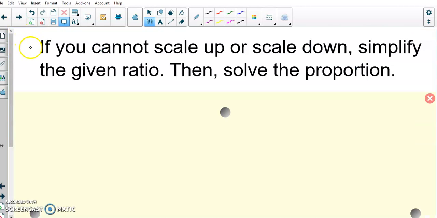If you cannot scale up, which is multiply, or scale down, which is divide, you need to simplify the given ratio. The given ratio you're going to see is the ratio that has two numbers. Then solve the proportion.